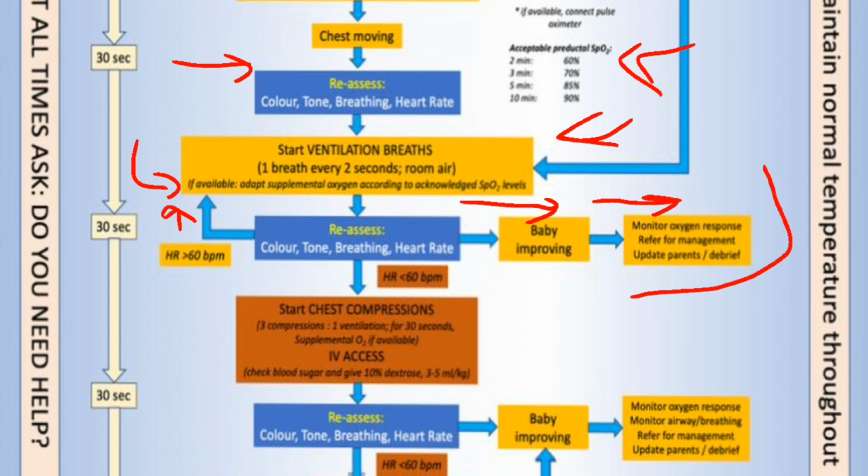Then you reassess again the tone. If the baby is improving, then you go to this side. If the baby is still not improving, or if the heart rate drops to less than 60, then that's when you start chest compressions. With chest compressions you do 3 compressions and 1 ventilation, for 30 seconds, with supplemental O2 if available. Then IV access. Then also check blood sugar and give 10% dextrose, about 3 to 5 mL per kg. Okay, that's the chest compressions.